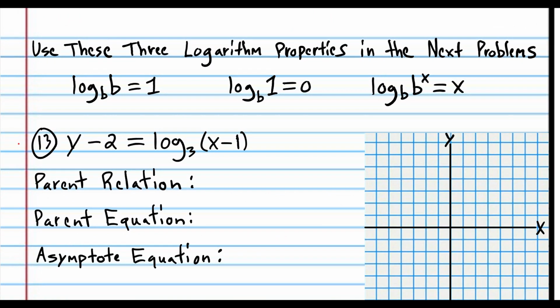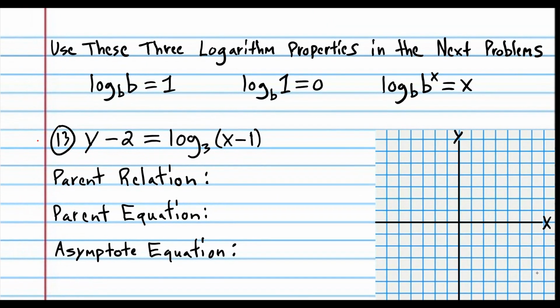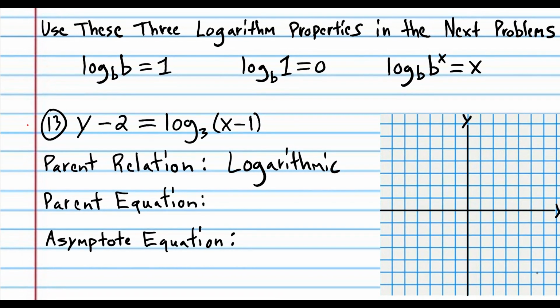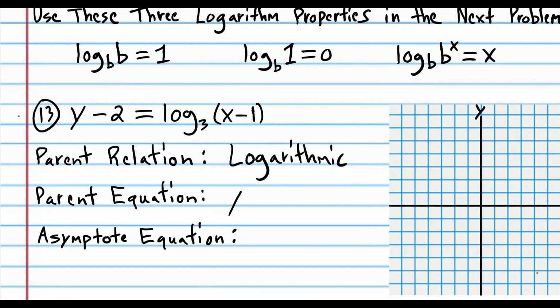So you have these principles right in front of you, and we're going to use them to help us graph the relations. So obviously this is going to be a logarithmic parent relation that we're going to use because we see a logarithm there. The parent equation is y is equal to log base 3 of x. Now why is it base 3? Well, because we have a base 3 up here.